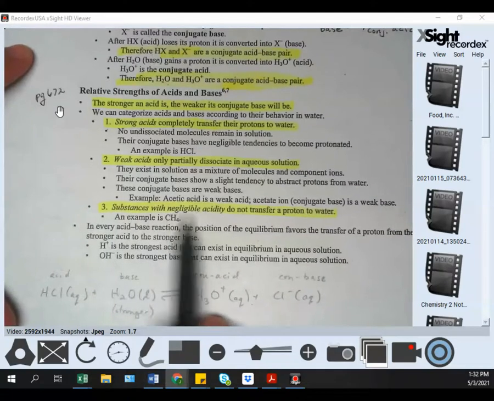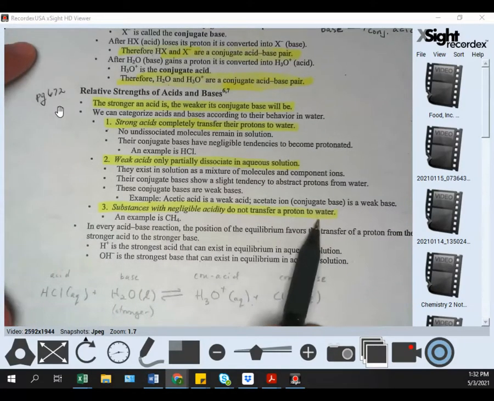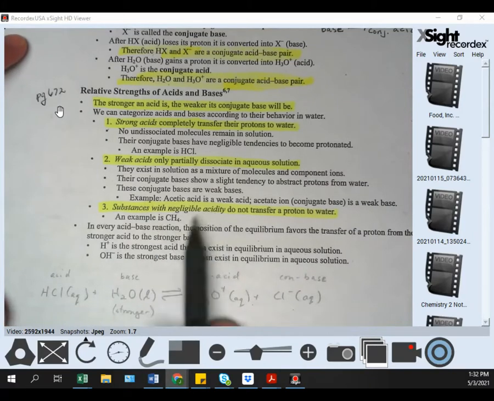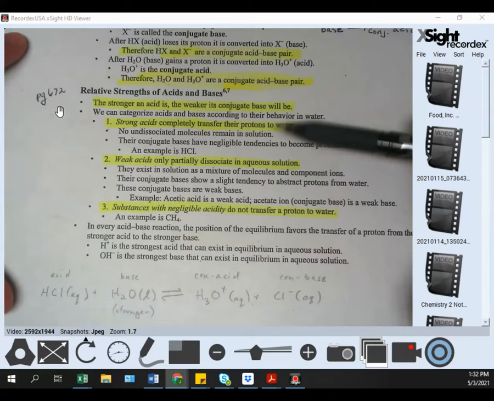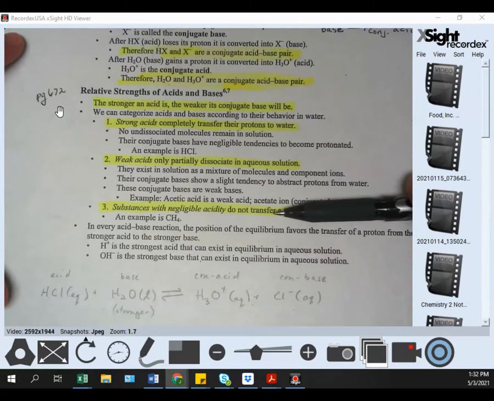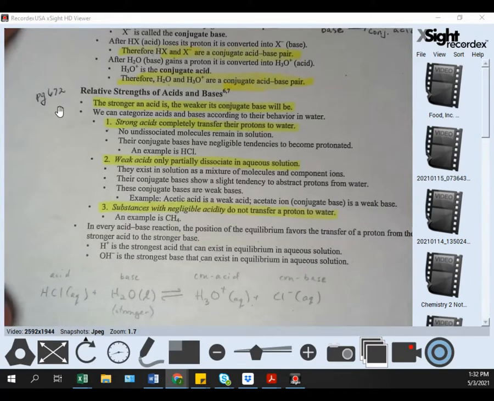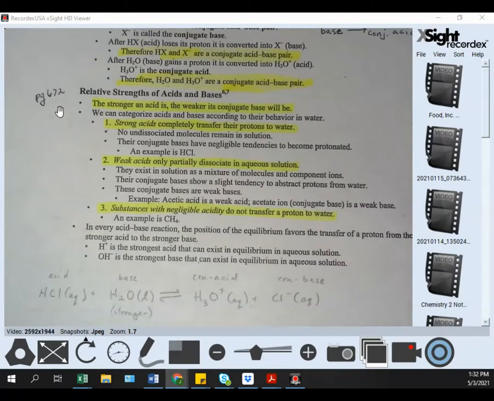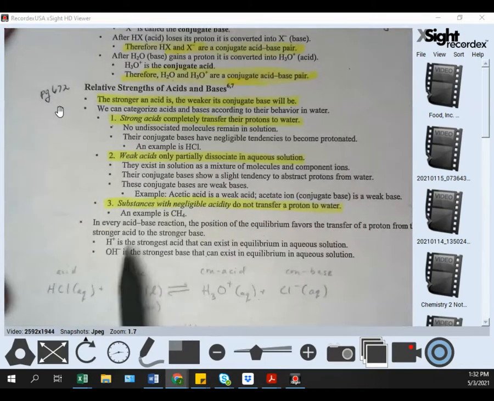Substances with negligible acidity do not transfer protons. So those would be things that really aren't acidic or basic. They don't transfer protons at all. Those would be considered non-electrolytes. So remember, we had strong electrolytes, weak electrolytes, and non-electrolytes. Acids and bases are a category of electrolyte, because they're either giving up or accepting, dissociating in water, and the hydrogen movement. All right.